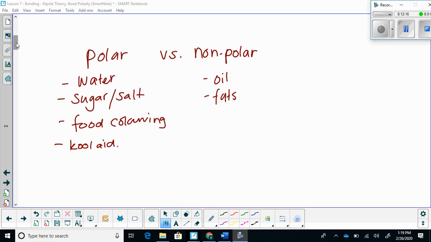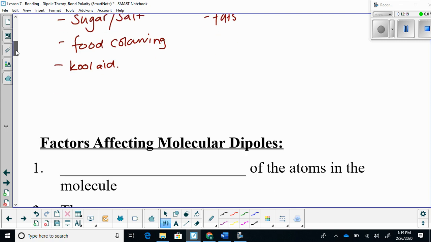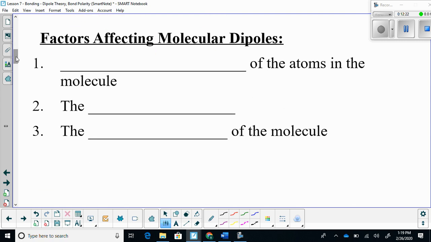So here are the examples that we came up with. Not bad of a list. Now here's what affects molecular dipoles. The first thing is the electronegativity of the atoms in a molecule. The next is the actual bond dipole moment. These are placed on the bonds. This will affect the net dipole.